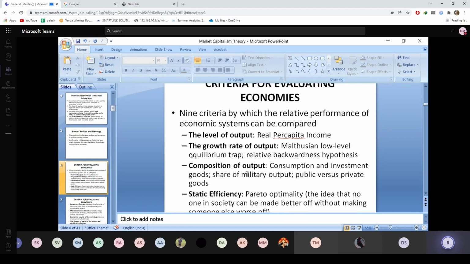So static efficiency implies that the labor force is fully employed and that the composition of goods being produced is what people want. It is widely argued that market economies are more successful in this area, although relative success is rather difficult to measure. And market economies tend to have worse unemployment than the command economies. This is the fourth criterion to evaluate the economies.